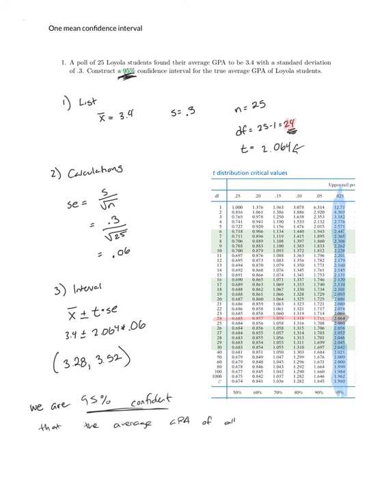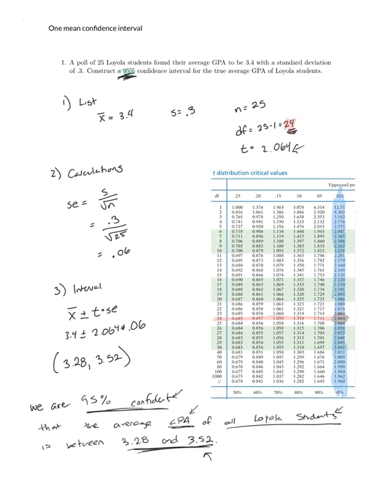of all Loyola students is between 3.28 and 3.52. Notice I'm not putting a percentage sign on there because these are not percentages. And just to make sure we've got all our information, I'm telling you how confident I am, I'm telling you what I'm talking about, I'm telling you who, and I'm giving you my interval.